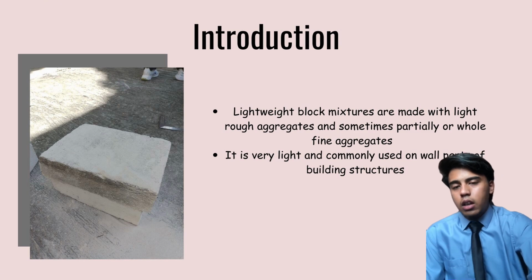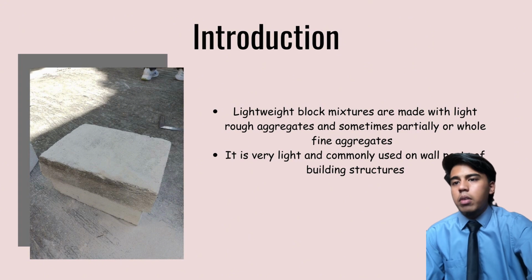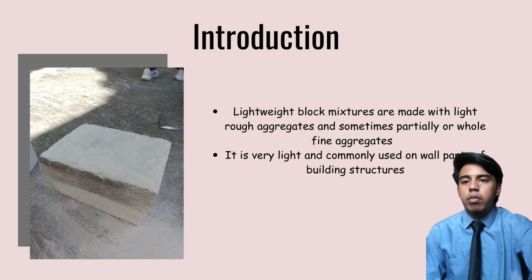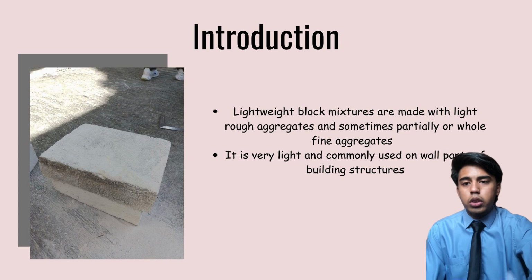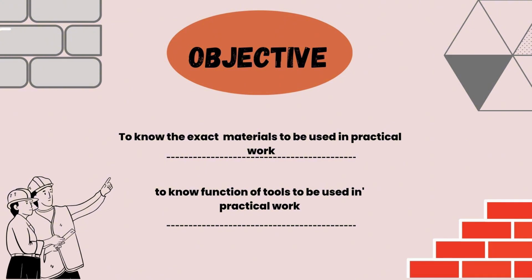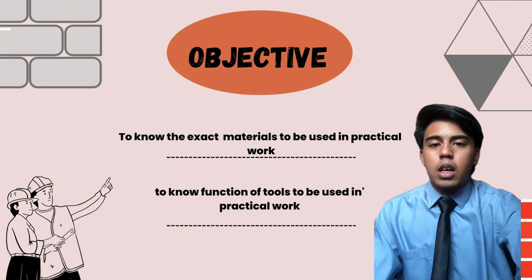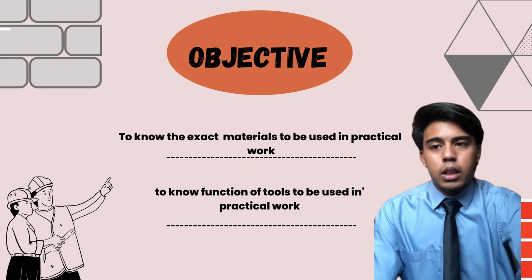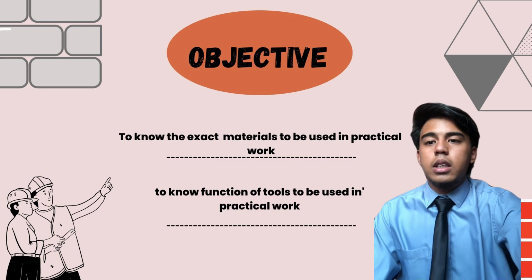For the introduction, lightweight block mixture is made with light rough aggregate and sometimes partially or wholly fine aggregates, and it is very light and commonly used on wall parts of building structure. The objective of this lightweight block project is to know the exact materials to be used in this practical work, and also to know the function of tools to be used in this practical work.